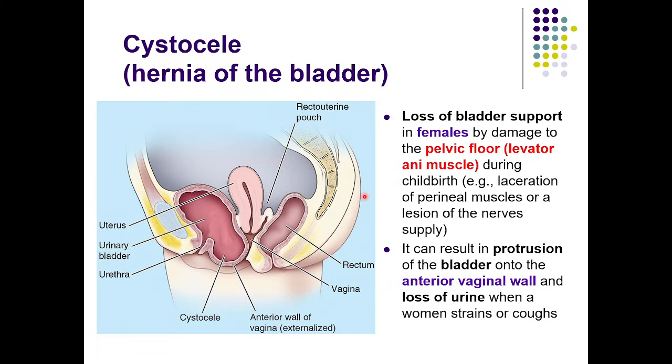Yes? What's the difference between this and prolapse? Prolapse is another way to say cystocele. The same meaning? Yeah, prolapse means something going out. The cystocele is specifically about the bladder. Prolapse we mostly use for the uterus: uterine prolapse or rectal prolapse.